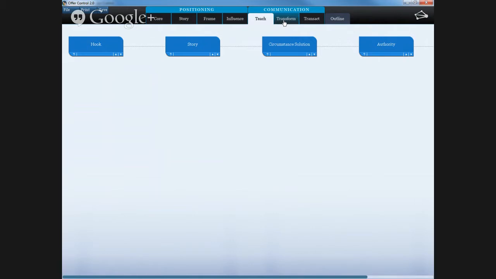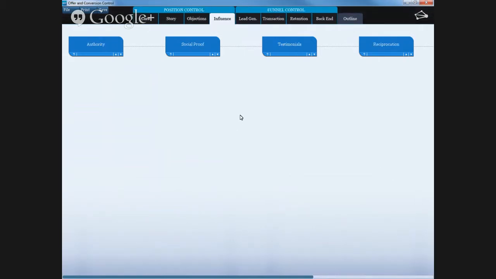Right. In offer and conversion control, what you'll notice, of course, in addition to the changes on the left, is up top, we have changed the sections to position control and funnel control, because funnel control and offer and conversion control represents how you are going to be executing the campaign itself. What are the elements that you want to make sure you are including as you put all this to use?